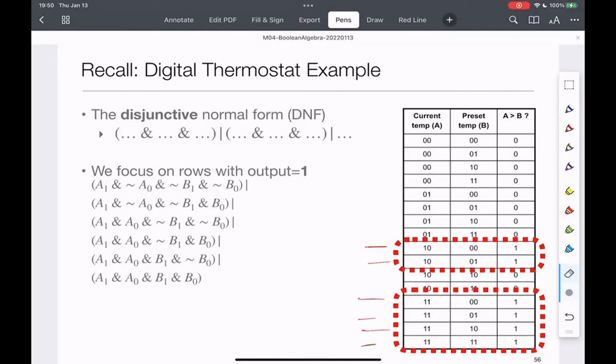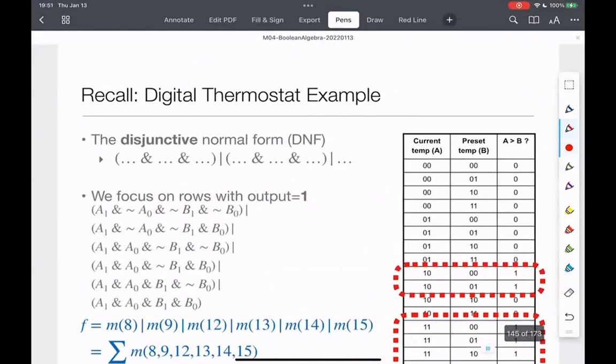That's literally what is going on out here. If you parse this part in plain English, we are literally walking through the 1 rows. We are saying this row is 1, or this other row is true, or this other row is true, and so on. So f is equal to m8 is true, or m9 is true, or whatever minterm, in this case 6 of them. Or I can write it more compactly: summation of m, and then I just list the ones which are true. This is just a convention.